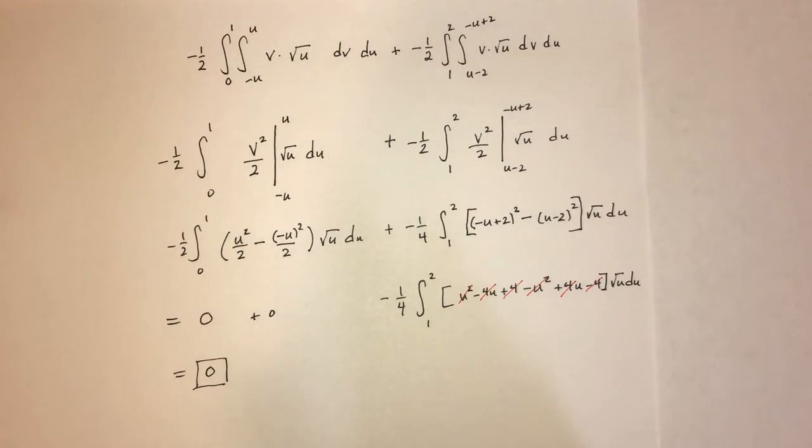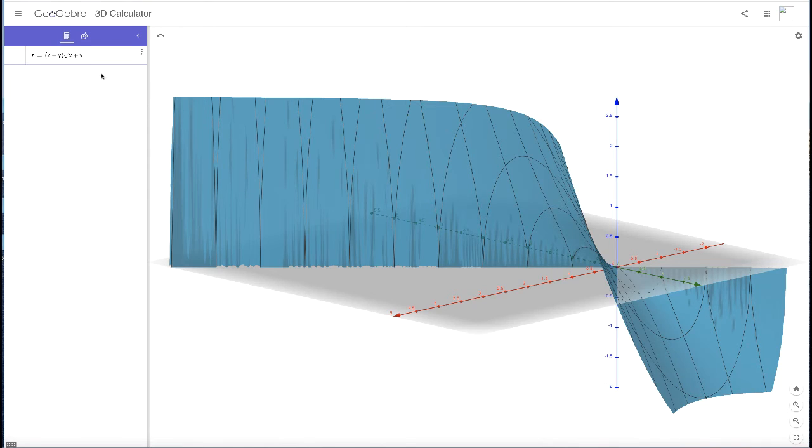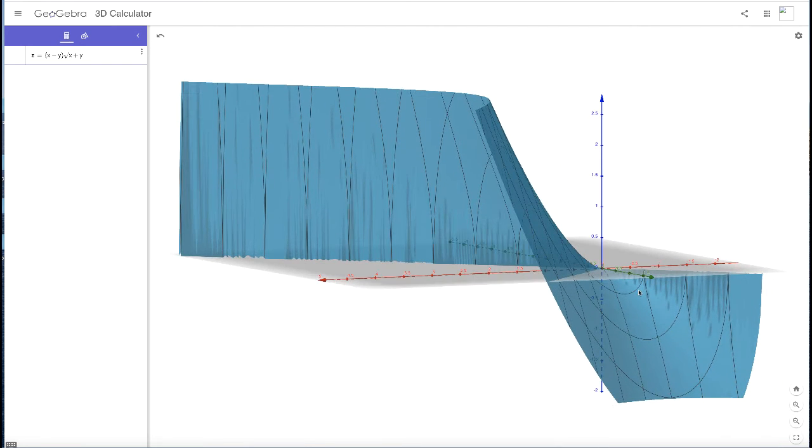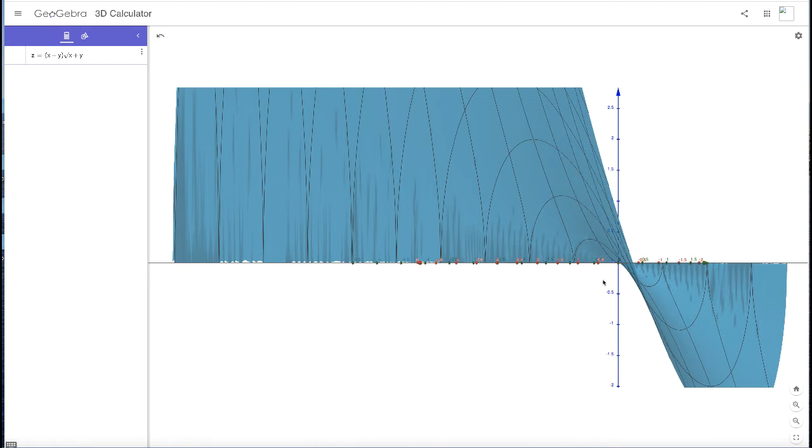And now let's take a look at the graph and see why the answer is 0. So this is the function that we started with. We were integrating x minus y times the square root of x plus y. And if you take a look at that graph, right here is 1. So we were going from 0 to 1 on the x-axis and 0 to 1 on the y-axis. And if you look at the graph, for one thing, this is positive, and then this is negative. And the graph is symmetric, so this positive part and this negative part canceled each other out. That's why I got the answer 0.